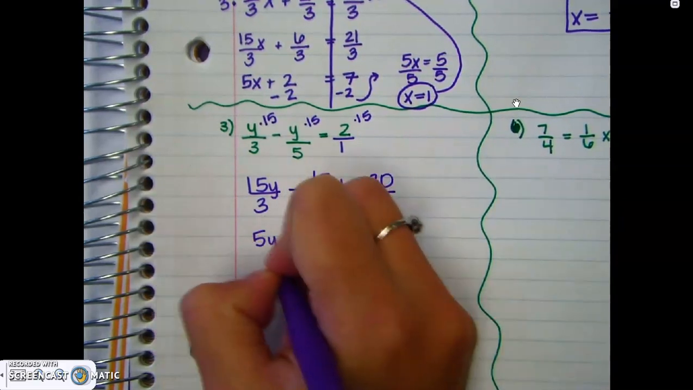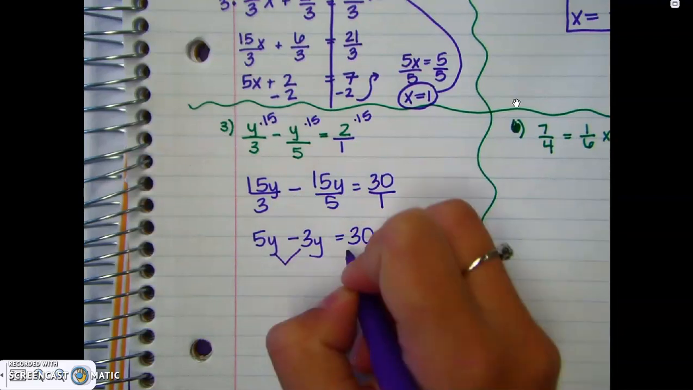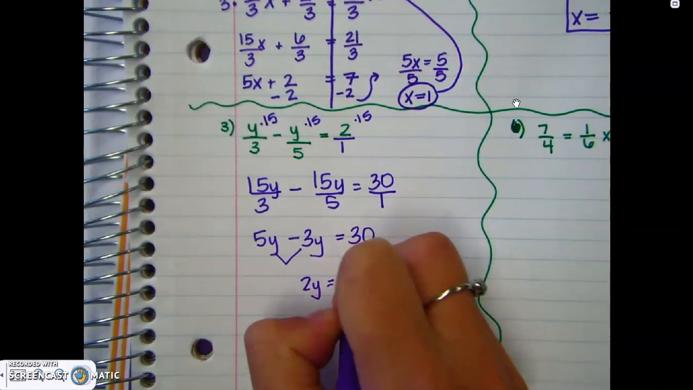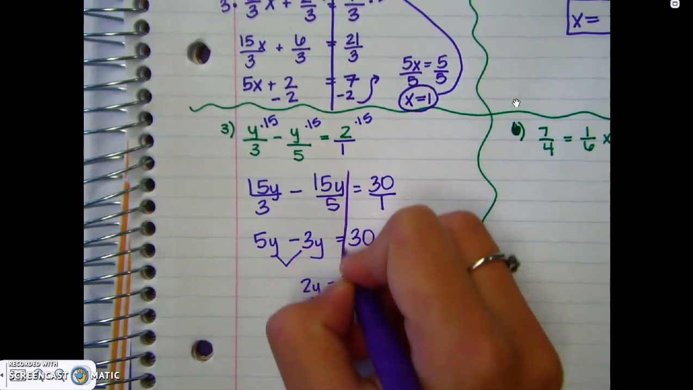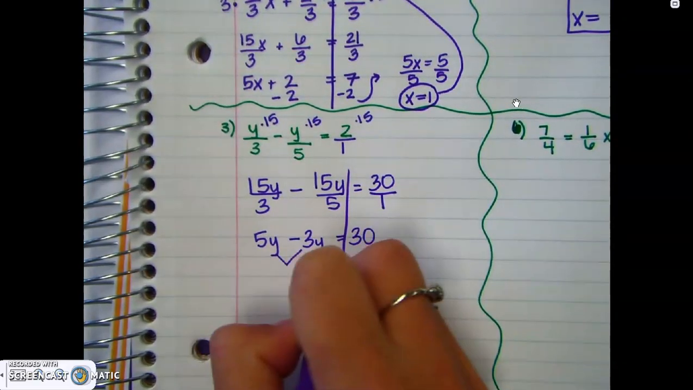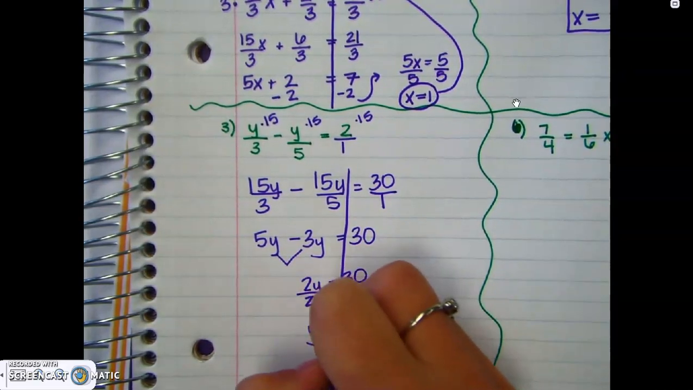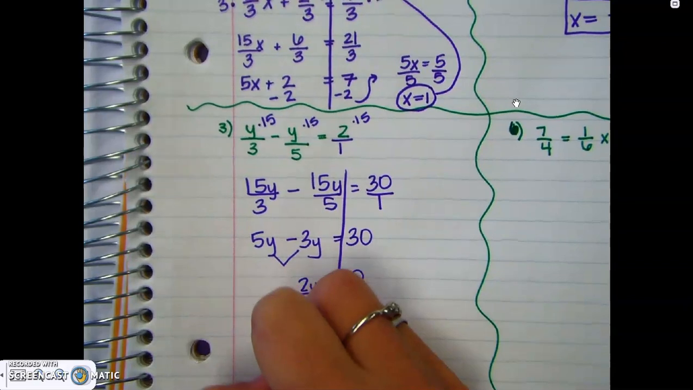So I can simplify 5 minus 3. These are like terms. So 5y minus 3y is 2y equals 30. And again, if you have to, you can build that wall down the middle so you don't combine non-like terms. I divide by 2 on both sides, and y is equal to 15. So that is my answer there.